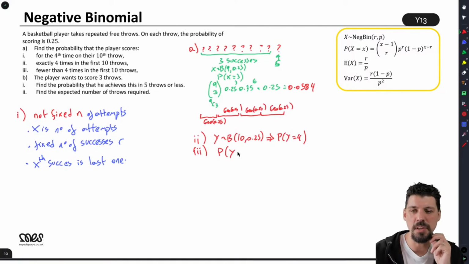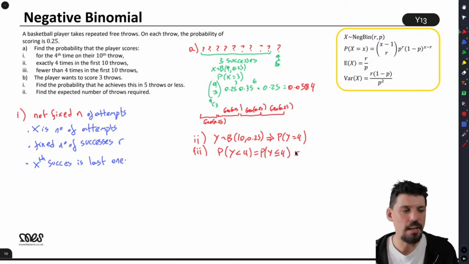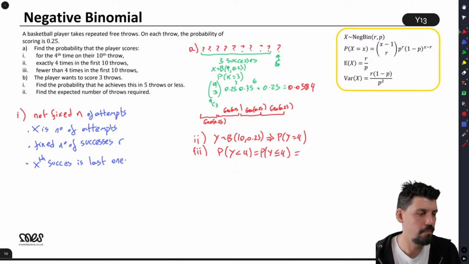Fewer than 4 times in their first 4 throws. So fewer than 4 is a property that y is less than or equal to 4. Let's just get these probabilities out in one go.